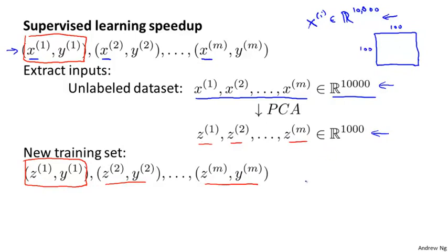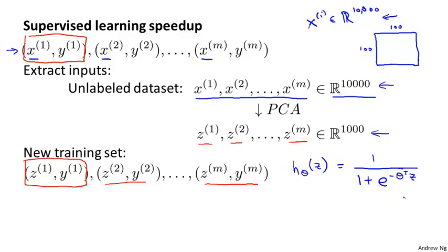Finally, I can take this reduced dimension training set and feed it to a learning algorithm, maybe a neural network, maybe logistic regression, and I can learn a hypothesis h that takes as input these low dimensional representations z and tries to make predictions. If I were using logistic regression, for example, I would train a hypothesis that outputs 1 over 1 plus e to the negative theta transpose z, that takes as input one of these z vectors and tries to make a prediction.